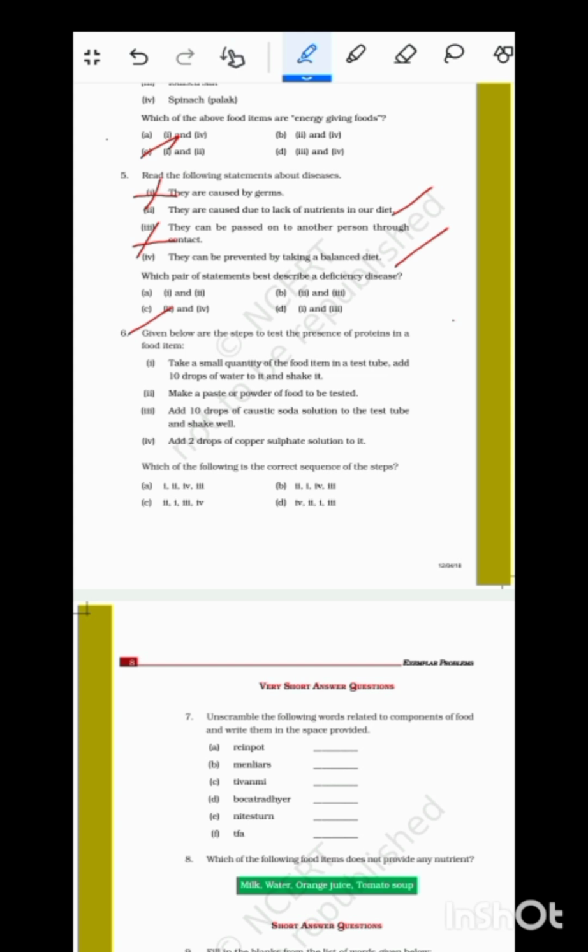So let's remember, first we have to powder the food and then take it into the test tube, and then first we have to add copper sulfate solution, and after that we have to add caustic soda. So option B would be the right answer.